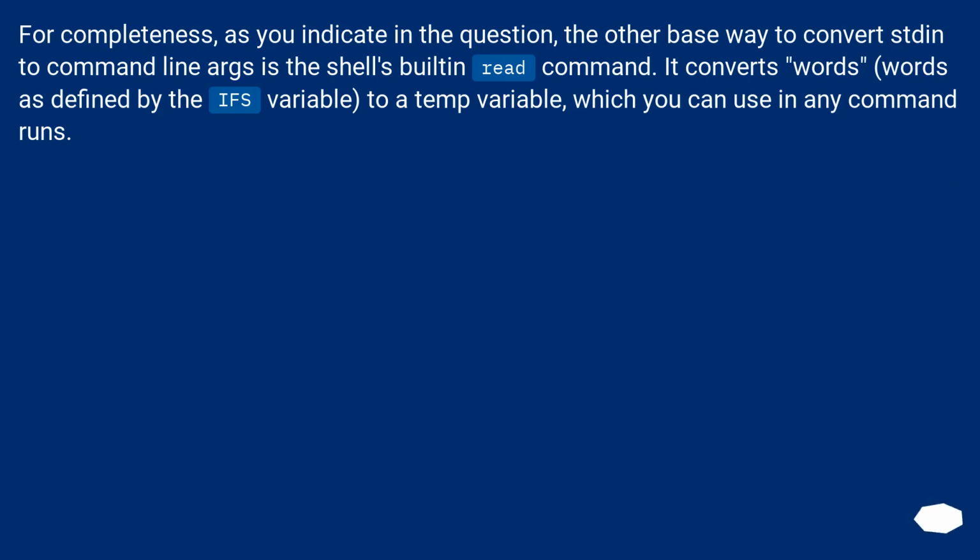For completeness, as you indicate in the question, the other base way to convert stdin to command line args is the shell's built-in read command. It converts words as defined by the IFS variable, to a temp variable, which you can use in any command it runs.